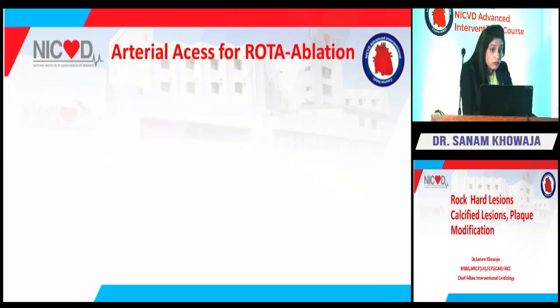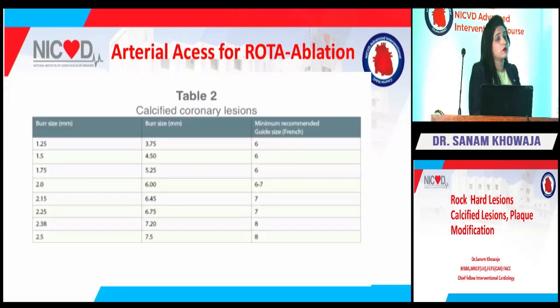tools, of course. So always, arterial access for rotablation is challenging, because the internal diameter of the guide and the burr has to have an adequate internal diameter to accommodate that burr. So this is a chart of the recommendation: a 6 French guide catheter can accommodate up to 1.5 or 1.75 rota burr, whereas a 7 French can accommodate 2.25 of the rota burr, whereas 8 French can accommodate up to 2.5.